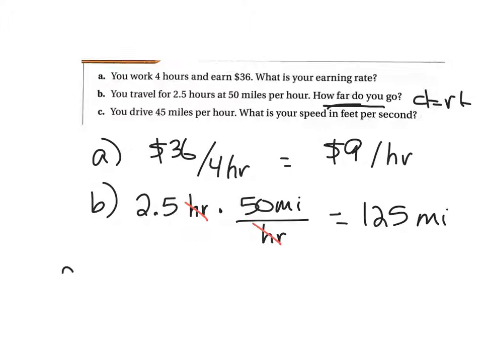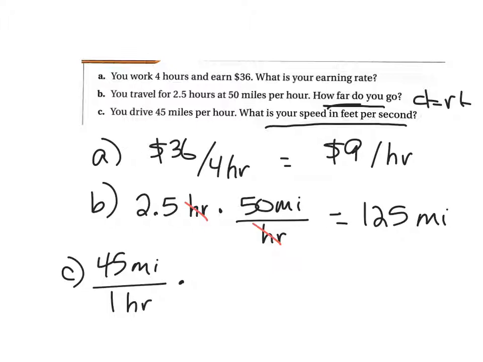And the last one, part C, you drive 45 miles per hour. What is your speed in feet per second? So we've got to change 45 miles in 1 hour to feet per second. Hopefully you know, and if you don't, I'll remind you, there are 5,280 feet in 1 mile. And the reason I'm writing it like that is because I'm trying to get rid of the miles and hours and change it to seconds and feet. So what I've already done here is my miles are going to cancel. I need to get my hours now down to seconds.